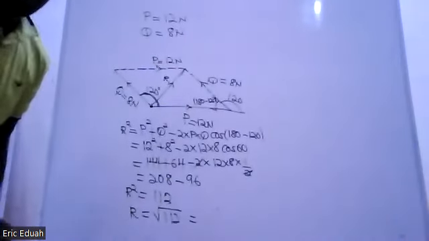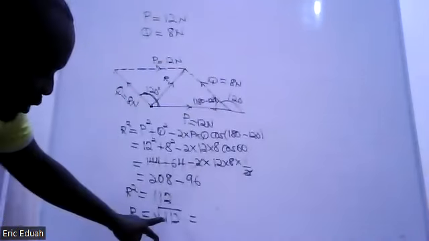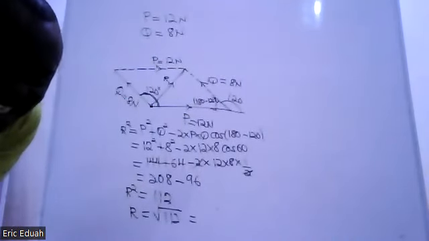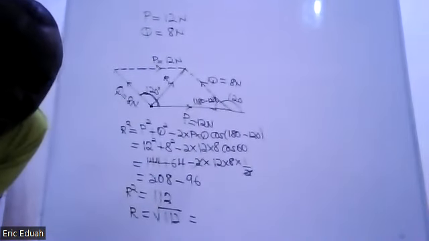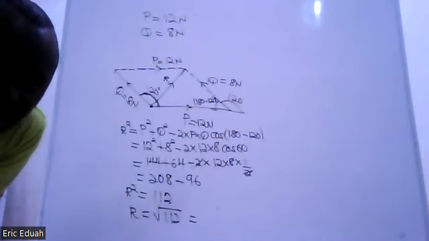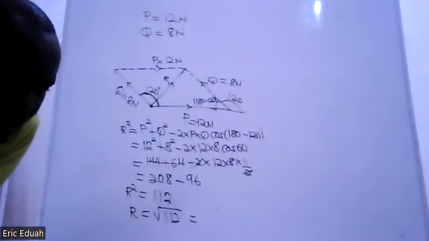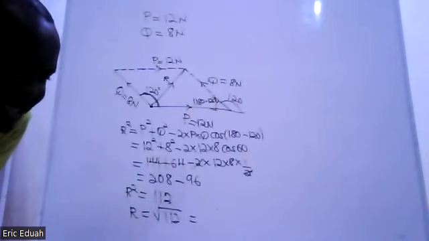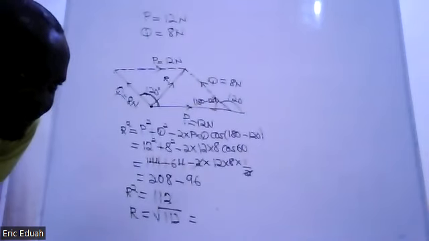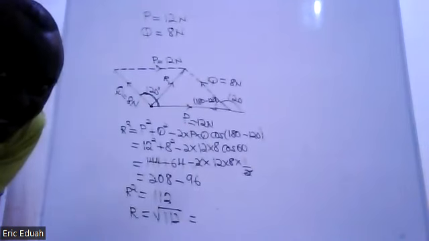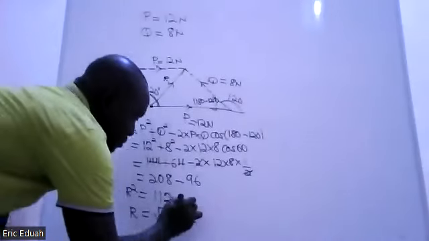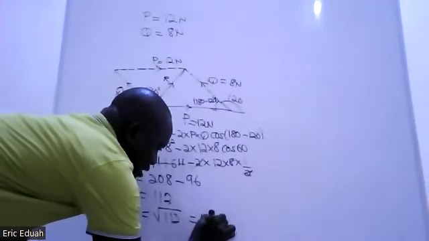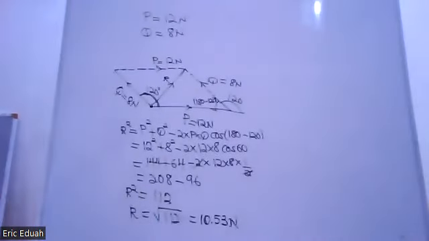Now, even if you don't have a calculator, the square of 10 is 100, so this will be 10 point something. So what did you get? 10 point what? 10.583. All right.